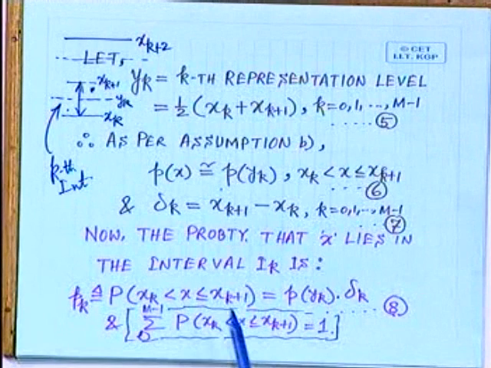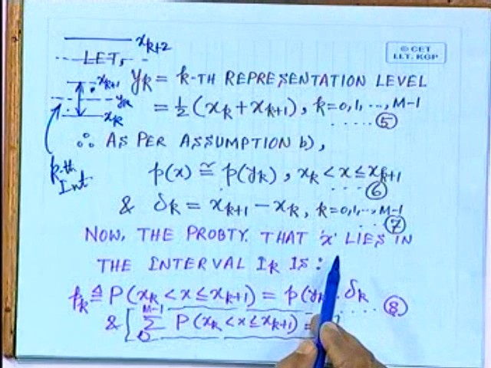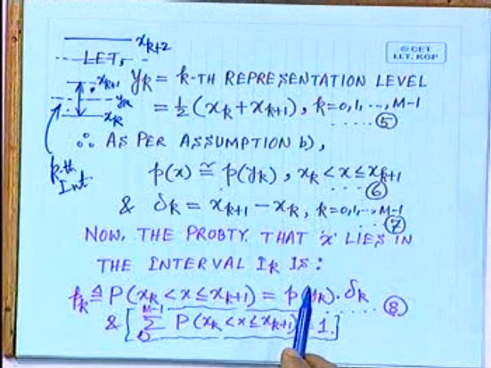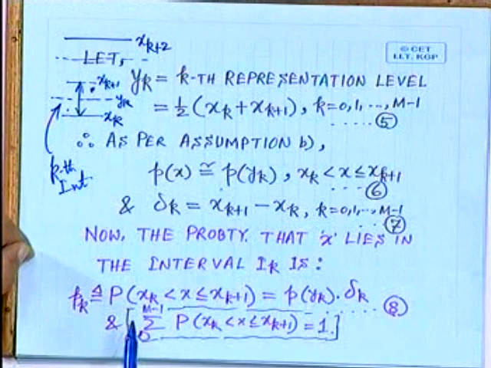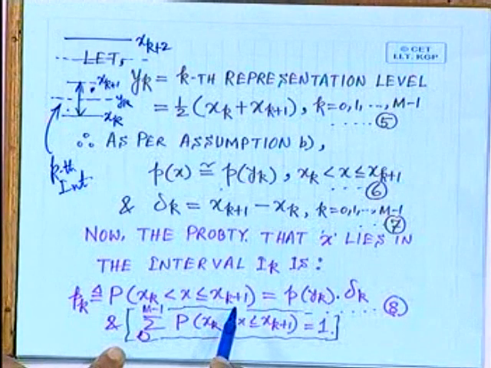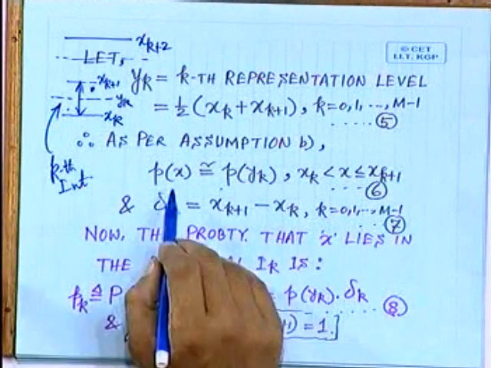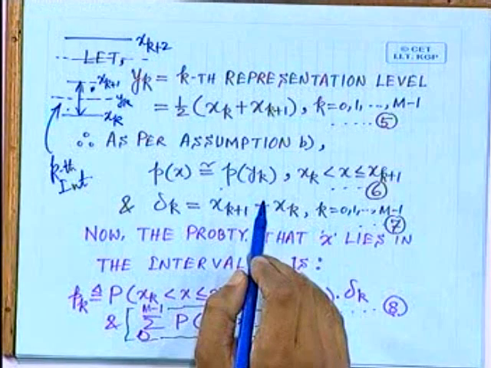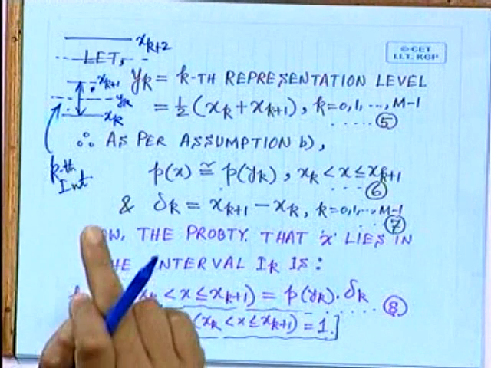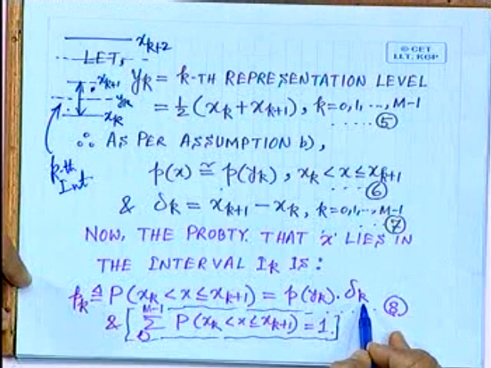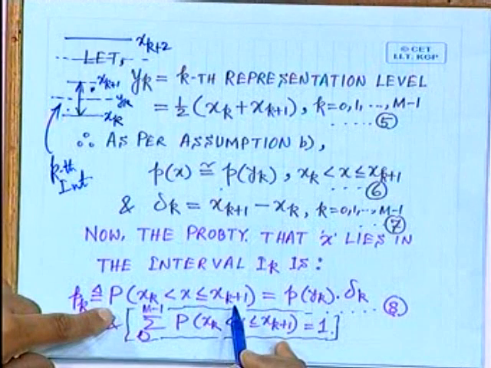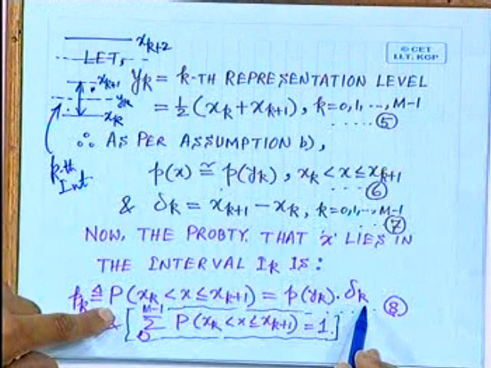Now the probability that the input signal x lies in the interval ik is the probability that x is between xk and xk plus 1. Please note, P of x or P of yk is the PDF, and this interval has a size of delta k. So the probability that the input signal sample value is within xk and xk plus 1 is P of yk times delta k, isn't it?